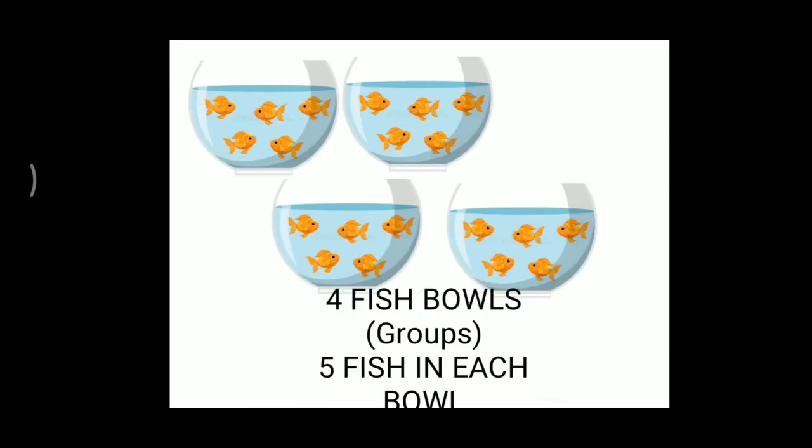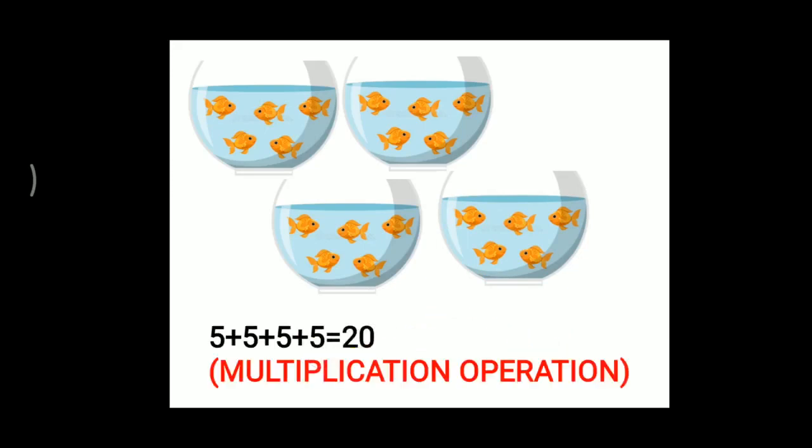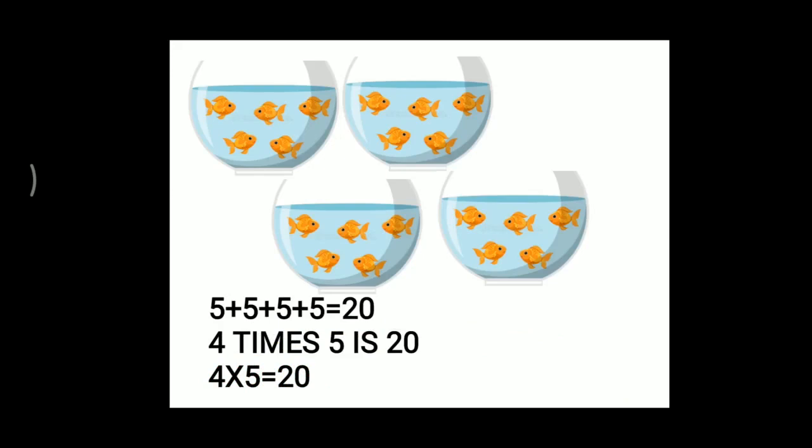Let us take another example of fish bowls. Here we see 4 beautiful fish bowls, which is 4 groups. In each fish bowl or group, there are 5 fish. So, how many fish are there in total? We'll add 5 four times. 5 plus 5 plus 5 plus 5 is equal to 20. This is known as the multiplication operation. With the help of multiplication, we can consider 4 groups and 5 fish in each group, which is 4 times 5 is 20.